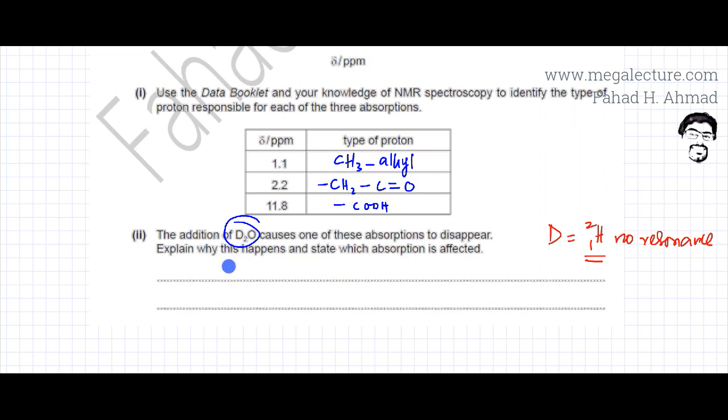Now, coming back to our question, remember always that this 11.8 peak is going to disappear. The reason it's going to disappear is because the carboxylic acid dissociates.